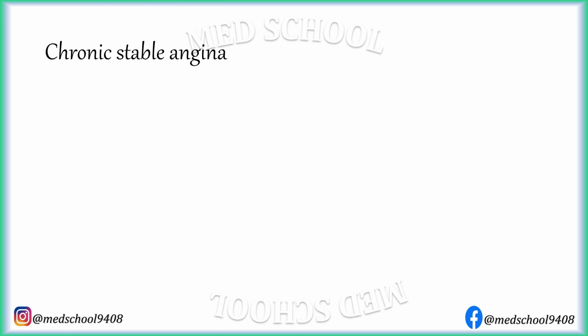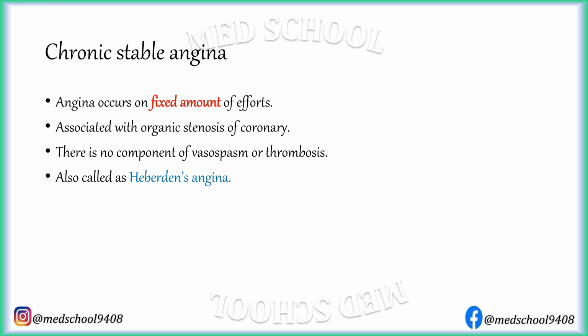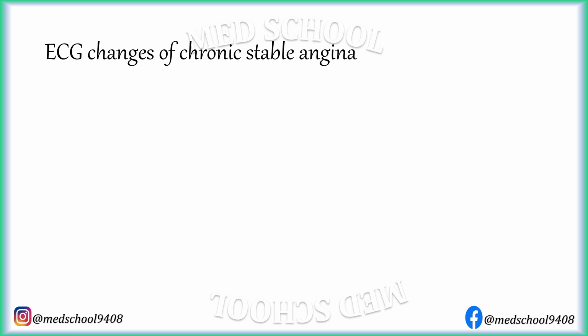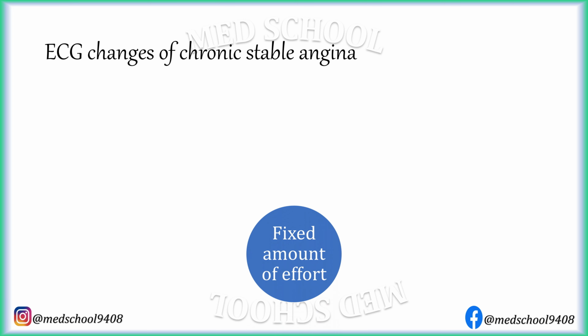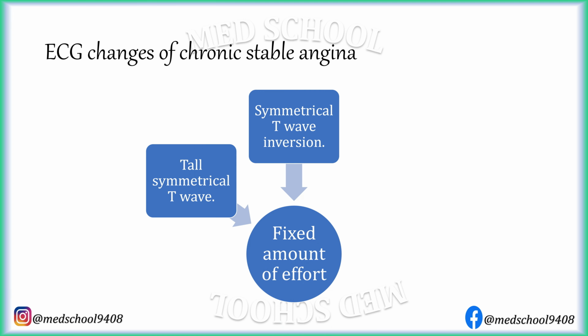In chronic stable angina, chest pain occurs on a fixed amount of effort. It is associated with organic stenosis of the coronary, but there is no component of vasospasm or thrombosis. Chronic stable angina is also called Heberden's angina. A fixed amount of effort will induce tall symmetrical T wave or symmetrical T wave inversion or ST depression on ECG.